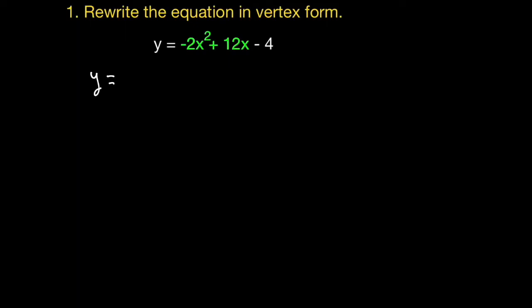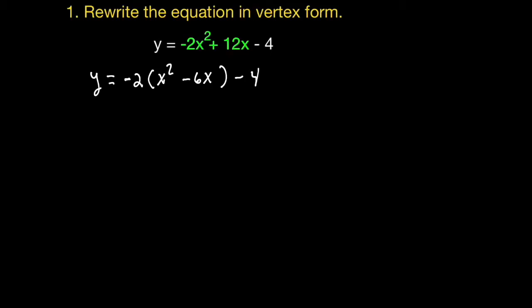In doing so, I'm going to get negative 2, and I'm going to multiply it by this parentheses. And to find out what goes inside these parentheses, I divide each of these terms by whatever it is that I factored. So negative 2x squared divided by negative 2 gives us a positive x squared. And positive 12x divided by negative 2 gives us a negative 6x. I still have the negative 4 right here at the end.